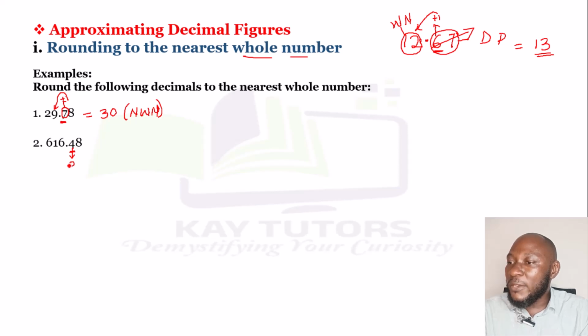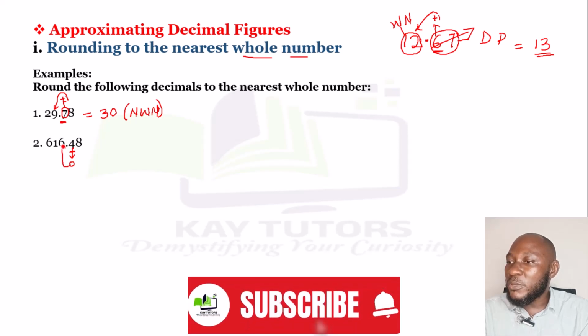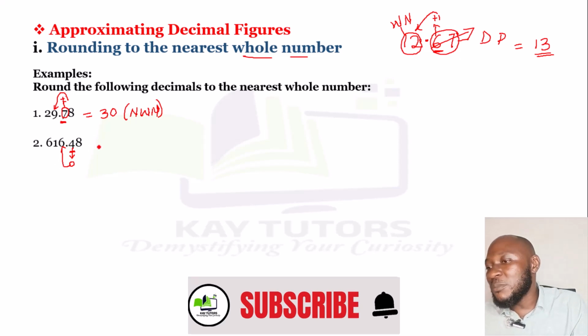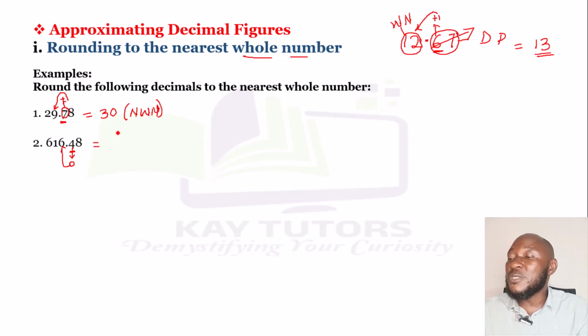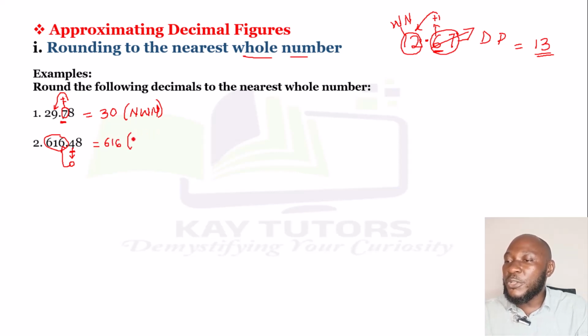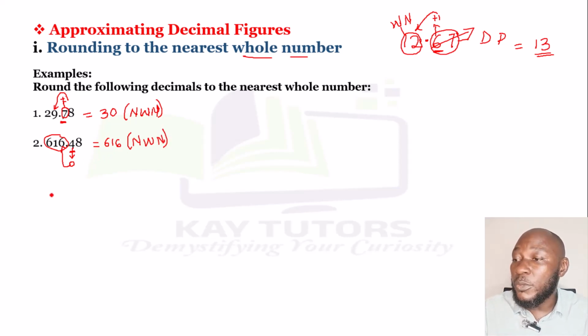And this 0 you add to the number before the decimal point, not after the decimal point, but before the decimal point. If I add 0 to 616, or you add the 0 to the whole number, since I'm adding the 0 to the whole number, what's my whole number here? My whole number is 616. So my answer here is 616 to the nearest whole number.